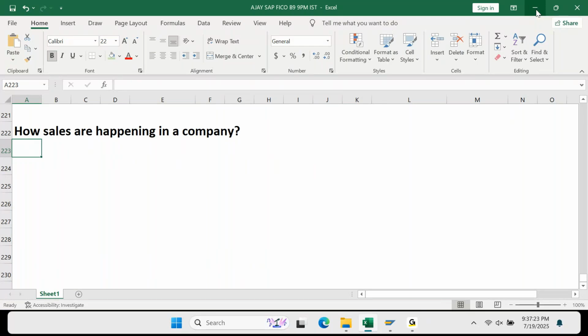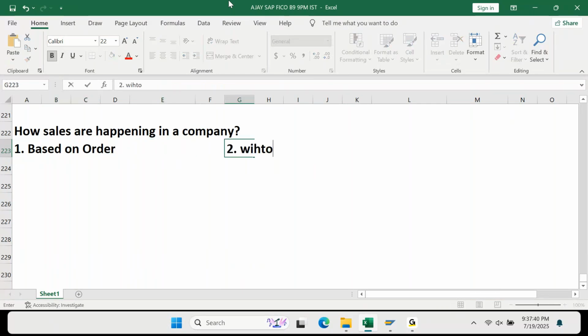All right. So here we need to understand how sales are happening in any company. There are 2 points. First one, based on order. Second one, without order.